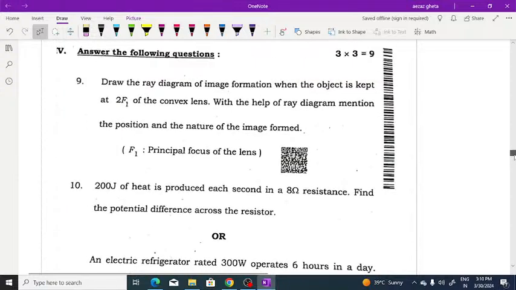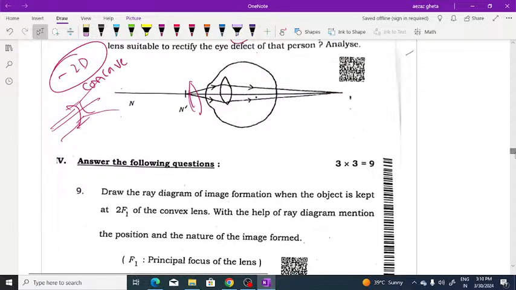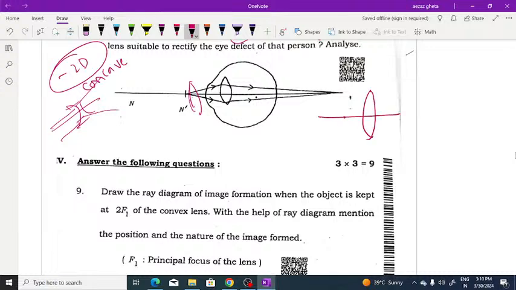Next question. Draw the ray diagram of image formation when the object is kept at 2F1 for the convex lens. This is your convex lens, this is your F1, this is your 2F1, and this is your object. And this is the aperture.